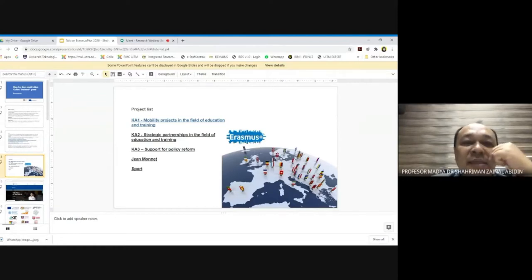Talking about the project list, there are about five types of project when we want to apply for Erasmus Plus, especially for organizations. The first one is KA1. KA1 means Key Action 1. It is on mobility projects in the field of education and training. This is the key action where you can apply for a grant if you manage to get an MOU from your European partners, European country partners.